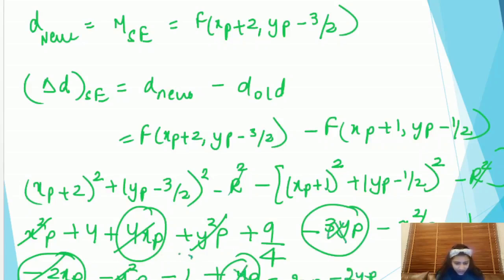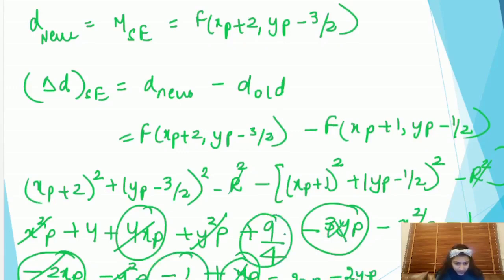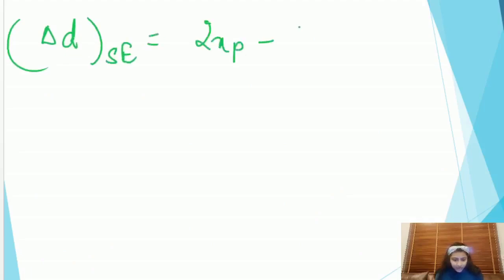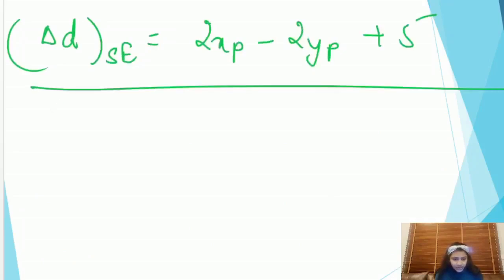From the constant terms, 9 by 4 minus 1 by 4 is 8 by 4, which is 2. 2 plus 4 is 6, and minus 1, so we are left with this. So 2xp minus 2yp plus 5 is the value of our change in D when we choose southeast as our pixel. Twice of xp minus twice of yp plus 5.